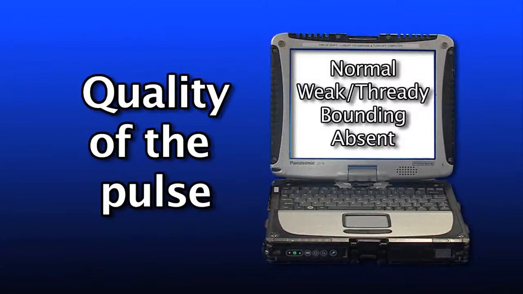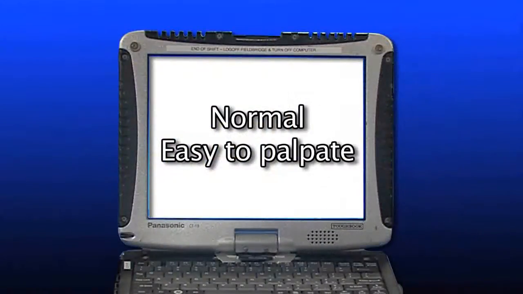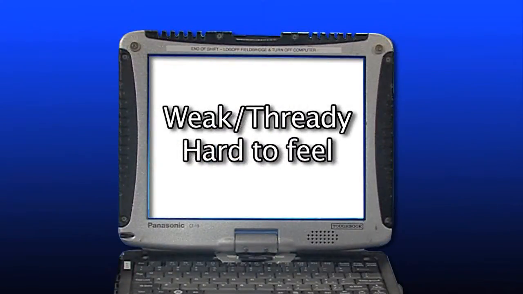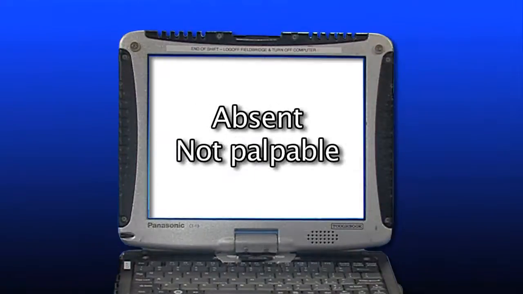It is important to record the quality of the pulse. This is characterized as the strength. A normal pulse is easy to palpate. A weak or thready pulse is hard to feel. A bounding pulse is a forceful or strong pulsation. An absent pulse is not palpable.